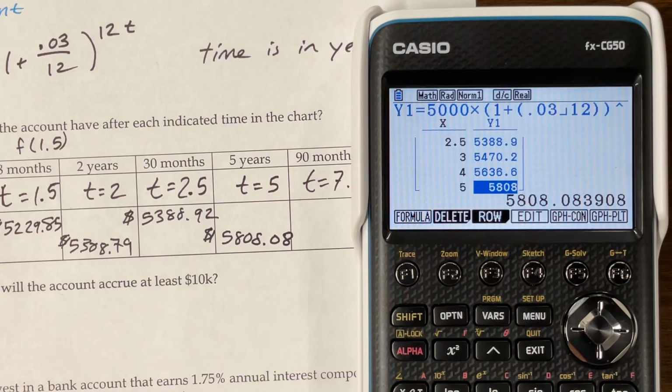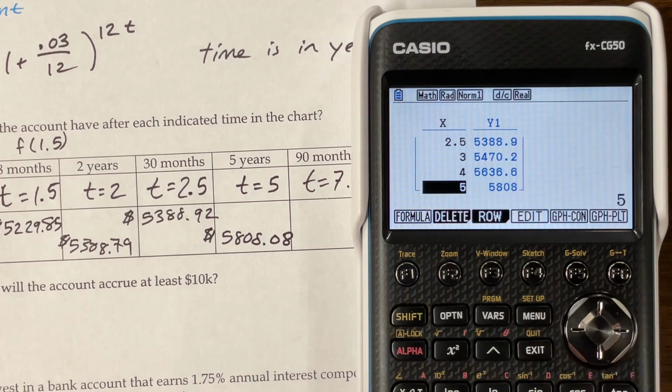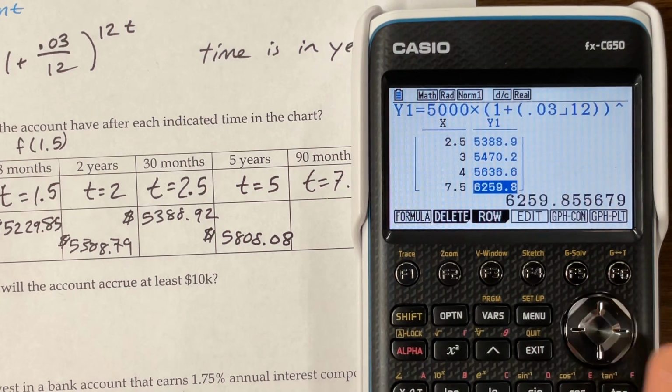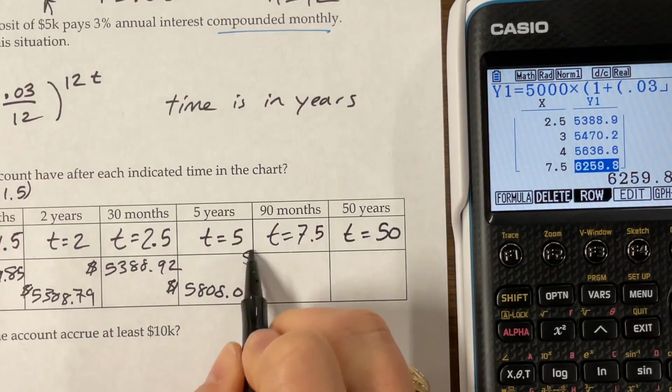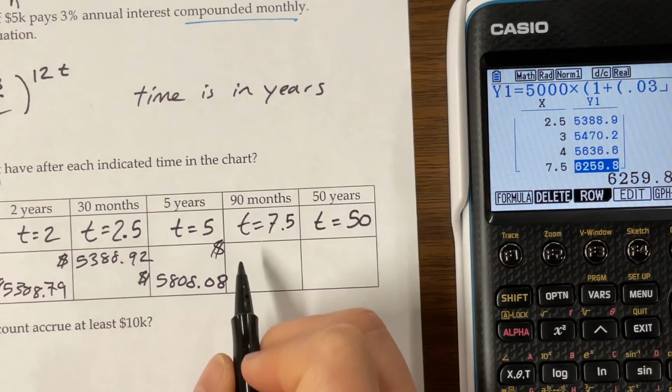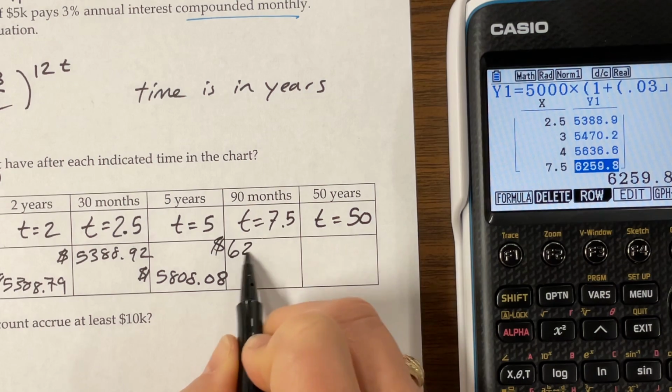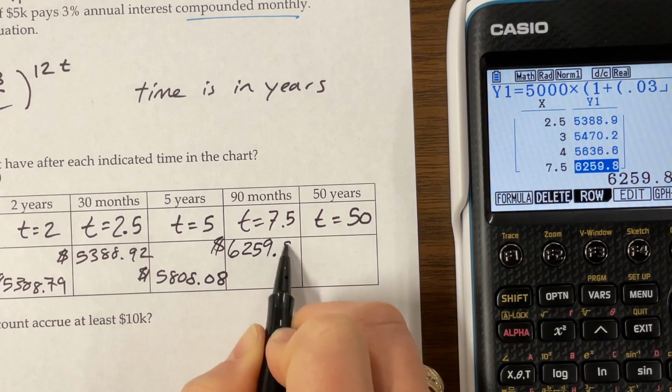5808.08. That's a lot of 8s. Okay, now I need 7.5. I have to override that. So it's amazing how much easier this table makes it for us, right? Rather than plugging it into the equation each time.